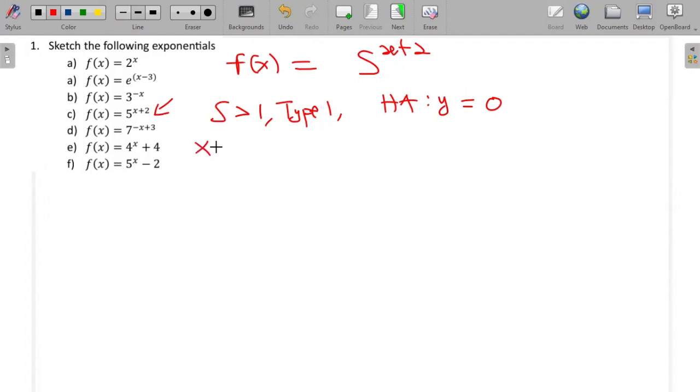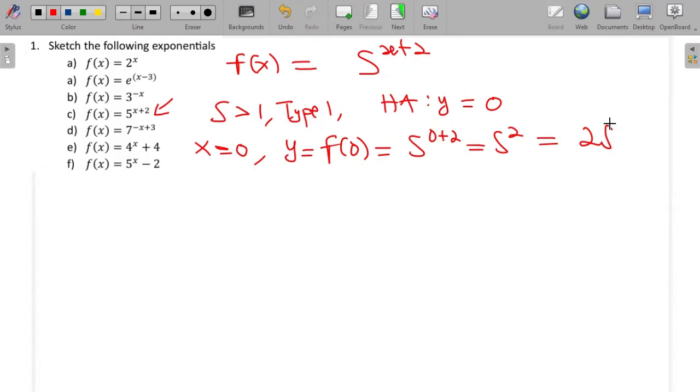And then I find my y-intercept by always setting my x to be equal to 0. So my y will just be f of 0, which will be equal to 5 to the power 0 plus 2, which will be 5 to the power 2, which will just be what? 25. So my y-intercept is at (0, 25).